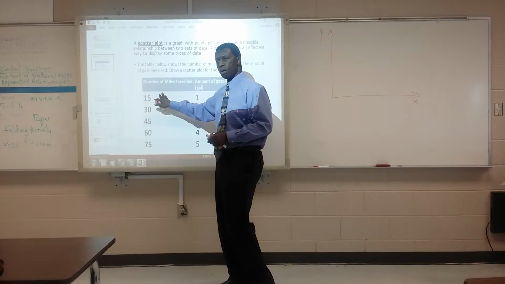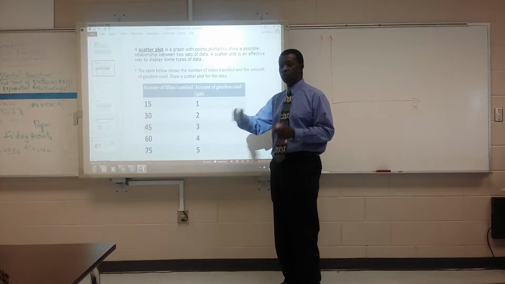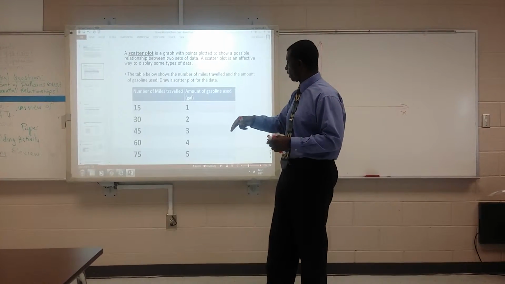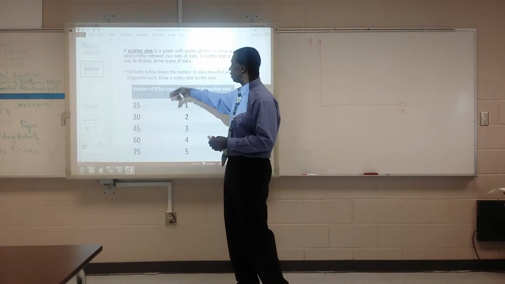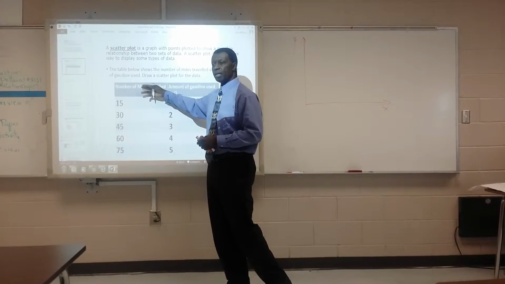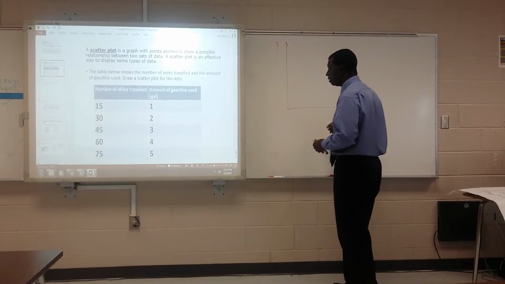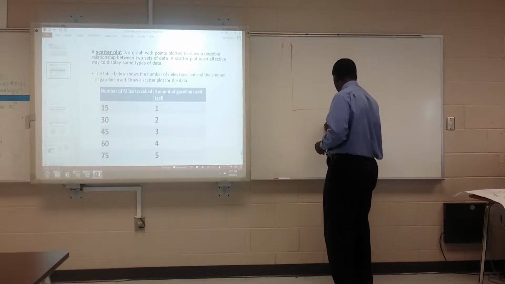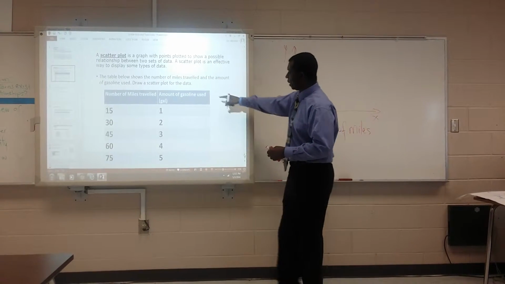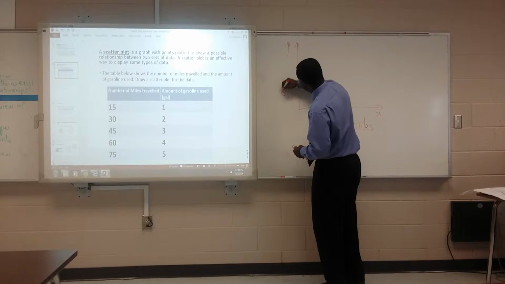By looking at these two variables, do you think the amount of gasoline used depends on the number of miles traveled, or the number of miles traveled depends on the amount of gasoline used? Which is which? The miles traveled depends on the gasoline. That's correct. The amount of gasoline used depends on the amount of miles traveled. So therefore, the amount of miles becomes an independent variable, and it's labeled right on the x-axis. So we have here number of miles, and the amount of gasoline, which is dependent on the number of miles, is labeled here, gasoline used.